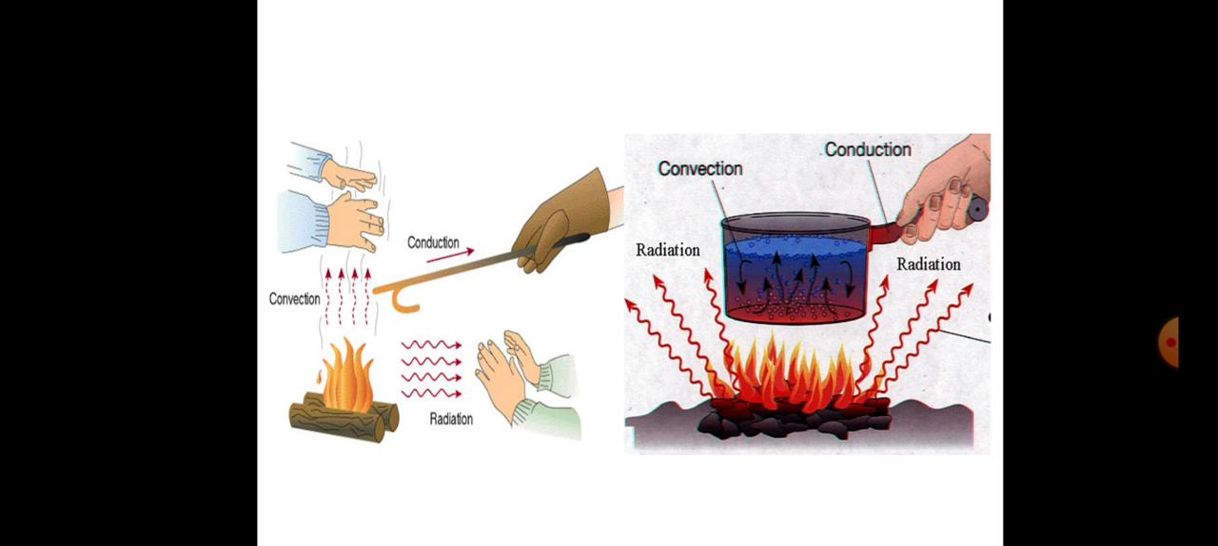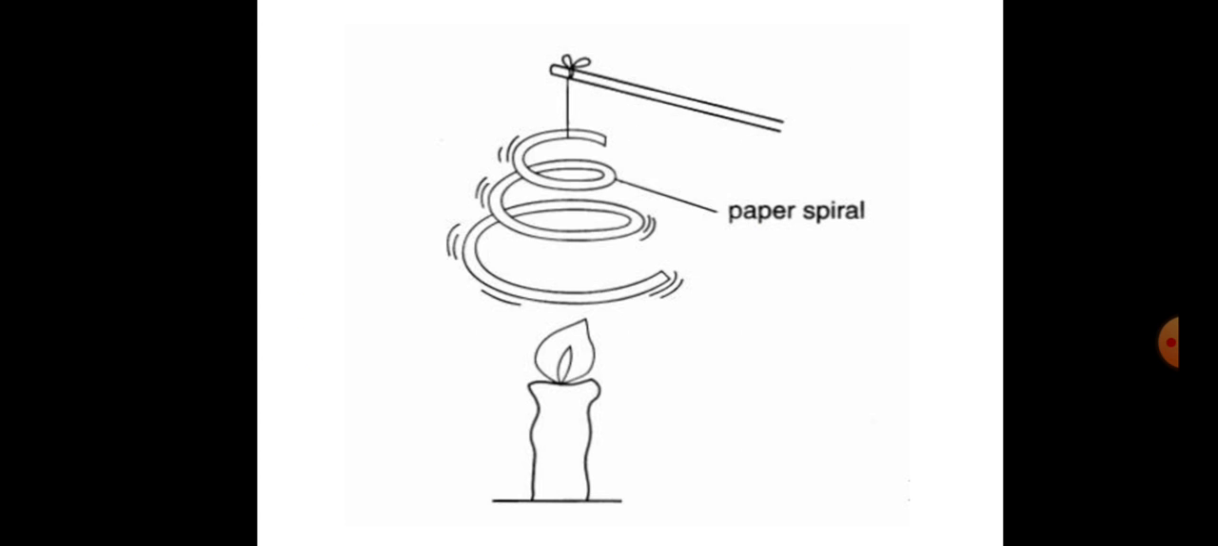This is the process of convection, conduction and radiation, and this is the paper spiral.